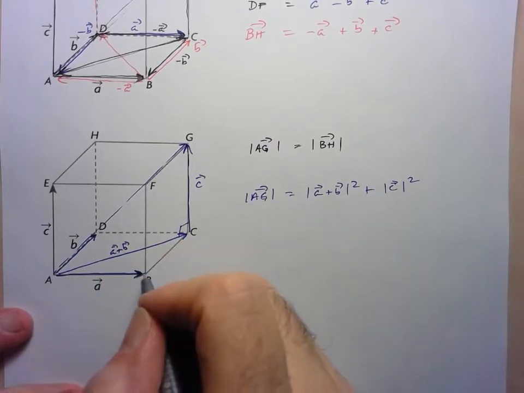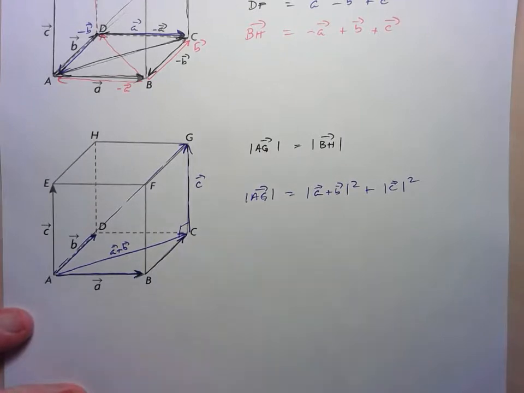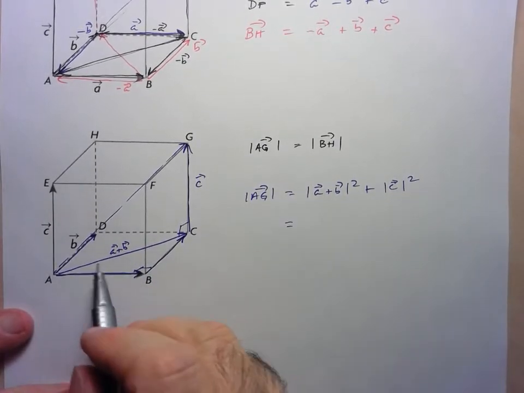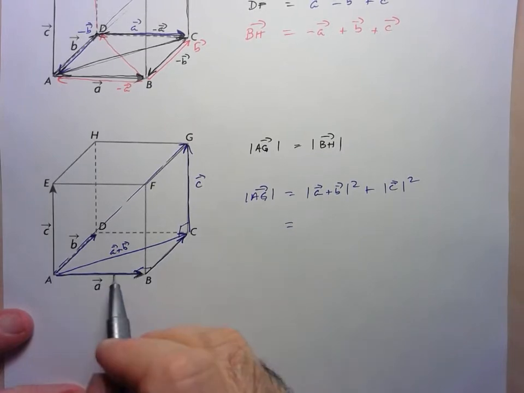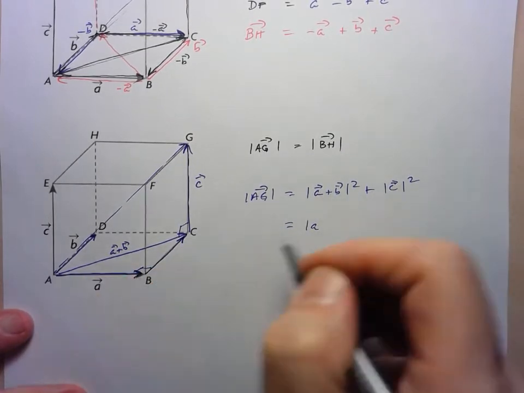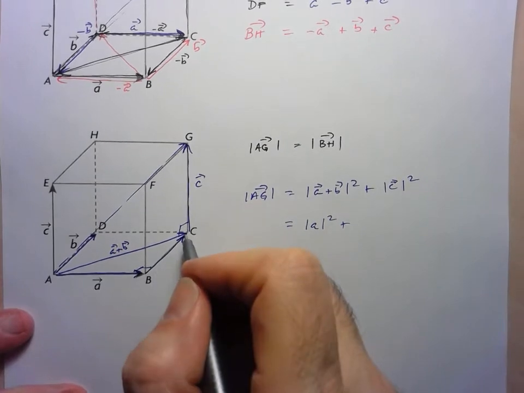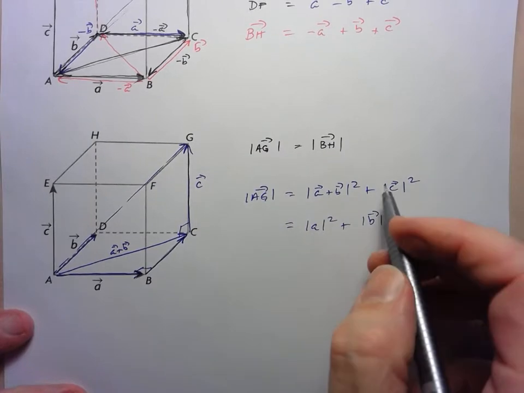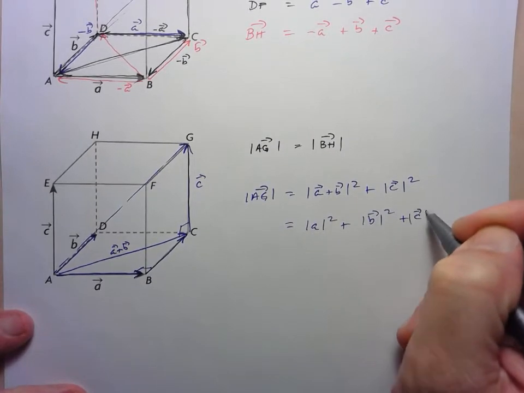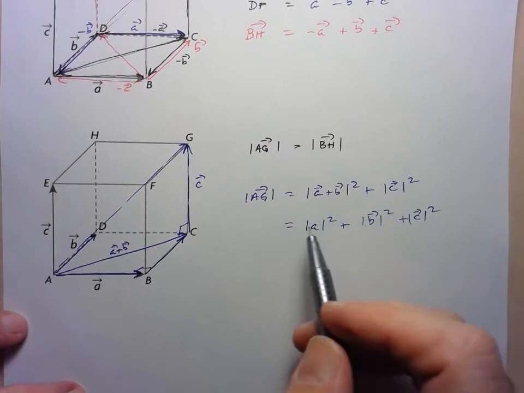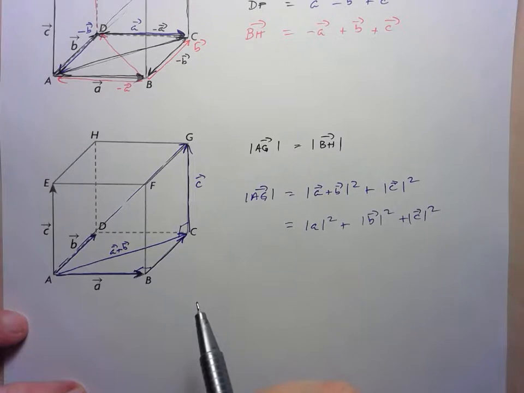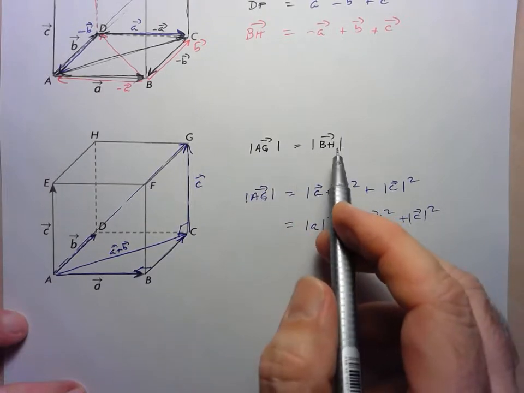But remember, A plus B can also be considered tip to tail. And we realize that this is also a right angle triangle. So the magnitude of A plus B squared is just going to be the magnitude of A squared, the length of this side squared, plus the magnitude of B squared. Okay, so that's what A plus B squared is equal to, and then again we still have this plus the magnitude of C squared. So this is an expression for the magnitude of AG in terms of A, B, and C. Okay, so let's see if we can do the same thing now for BH.